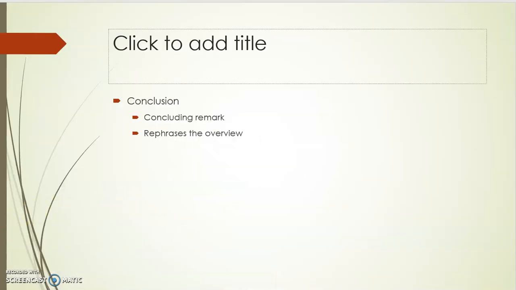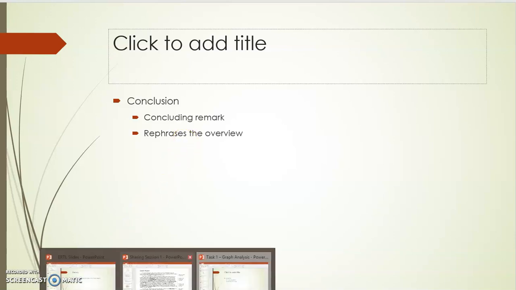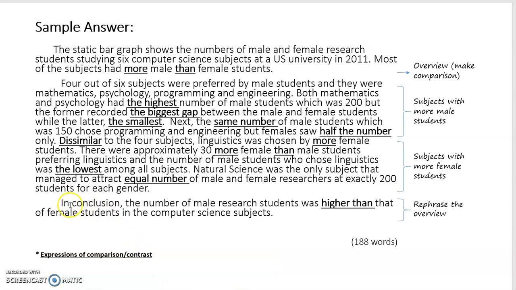And lastly, we would write the conclusion. Again, 2 things are needed here: the concluding remark and to rephrase the overview. Let's go back to the example again. So we have a concluding remark here, in conclusion, and then we have the overview. The number of male research students was higher than that of female students in the computer science subject. So it's basically the same idea, but it's reworded or rephrased in a different type of sentence. So that is basically how you write a task 1 essay.